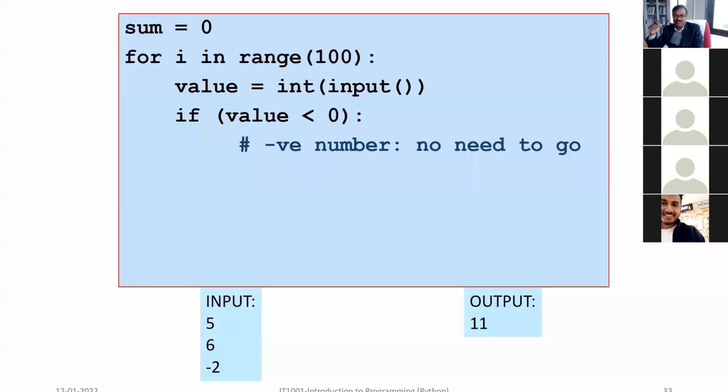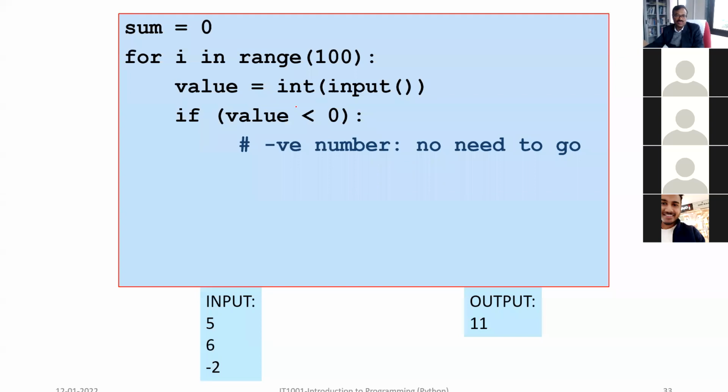So there is a program also to explain how we can use this. Let's say you want to sum numbers, and anytime there is a negative number, you terminate. So what you want is to sum positive numbers only, and as soon as you get a negative number, stop, and the maximum number of numbers to be summed is 100.